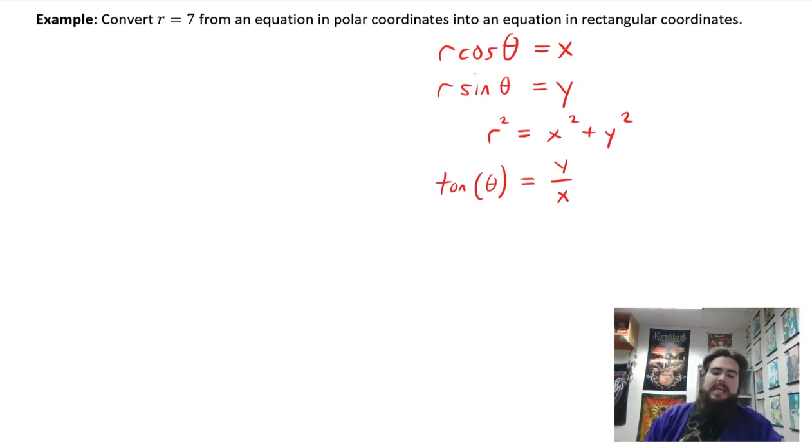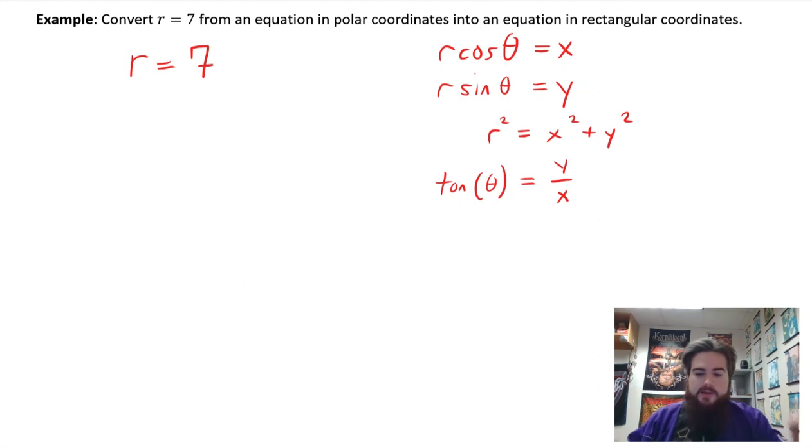So it's not exactly clear what we could do, but what we are going to do is to take the equation of r equals 7 and try to do something, and hopefully the simplest operation possible, in order to make that look like one of our available conversion equations.